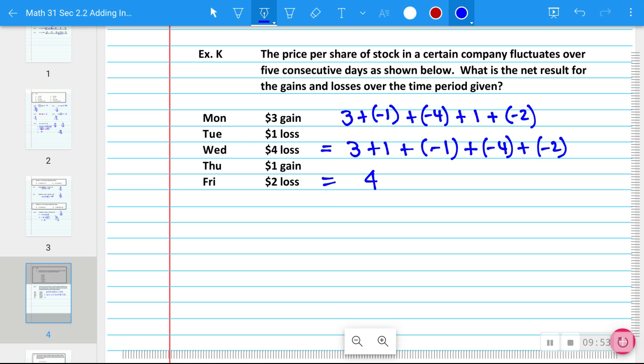3 plus 1 is 4. And when you add up those negatives at the back there, negative 1, negative 4, and negative 2, you get negative 7. And now you have to switch gears. They're opposites, so you have to think subtraction. 7 minus 4 is 3. So because the negative 7 is further from 0 than the 4, it transfers its sign onto the answer. So this company's stock prices actually went down $3 during that week.